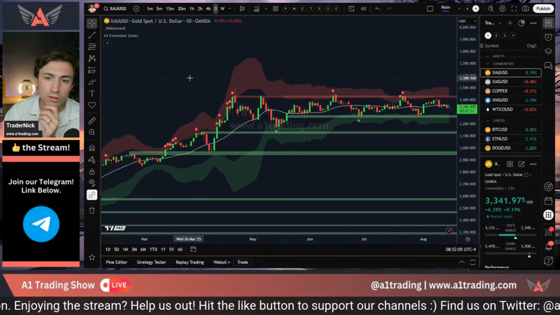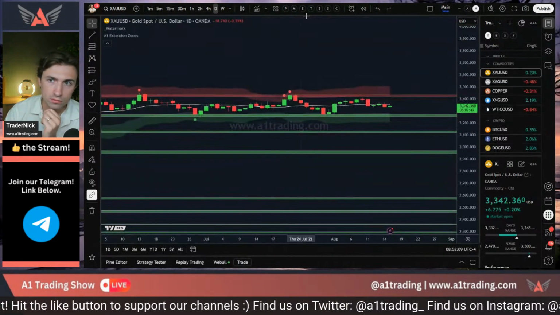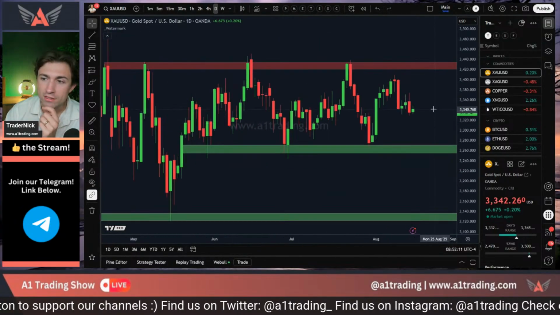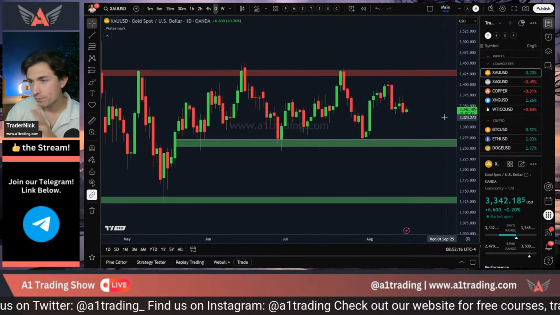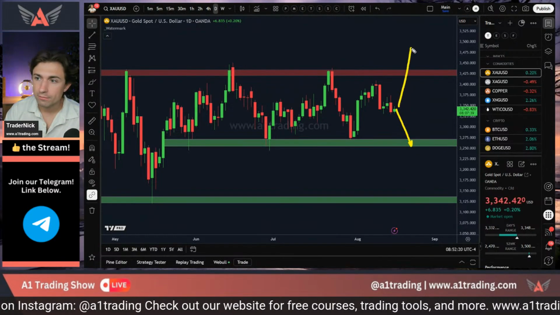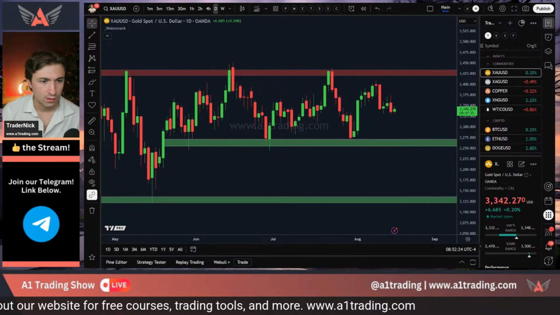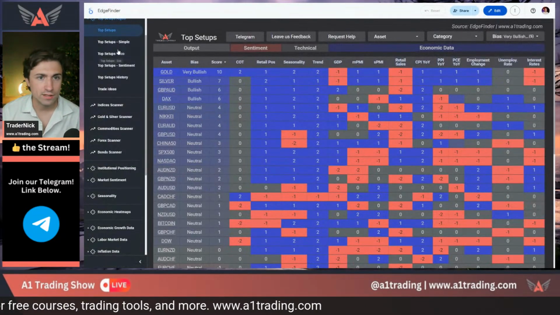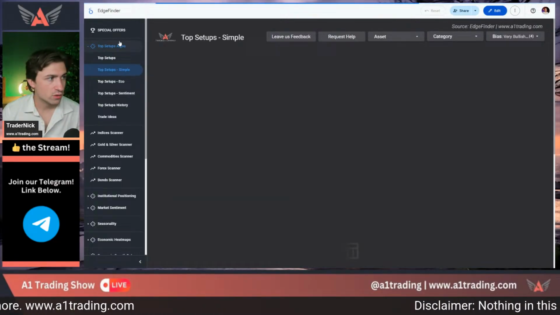And it can be really easy to just give money back to the markets in a range like this. So I've just been not trading gold. I sound like a broken record, but I'm looking for breaks lower or breaks higher. I am bullish on gold primarily at this time. I believe Edgefinder still has a bullish rating on gold, so I do like it to the long side.